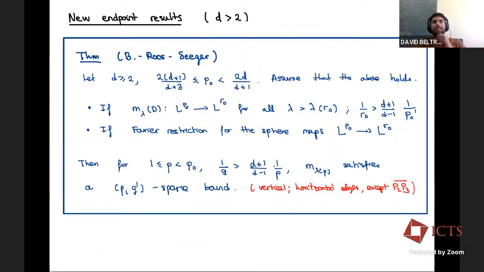Here. So do you know if you expect this to be true, that if m lambda is bounded, then the Fourier restriction should be bounded? Okay. So this is redundant, yes.